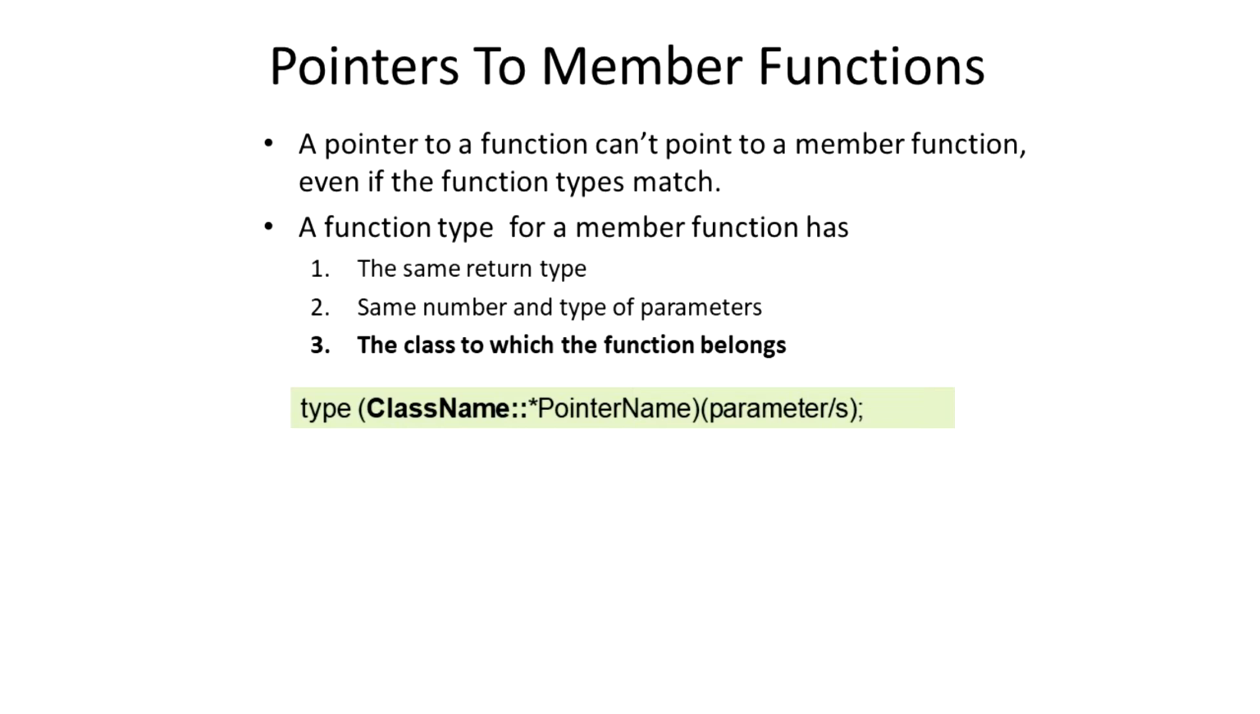So therefore, same signature, but different implementations, and they're stored at different memory addresses. So that's why we need to be specific and refer to which particular function that we want to point towards. So that's why we write the class name and the scope resolution operator before the pointer to be able to point towards the right function.